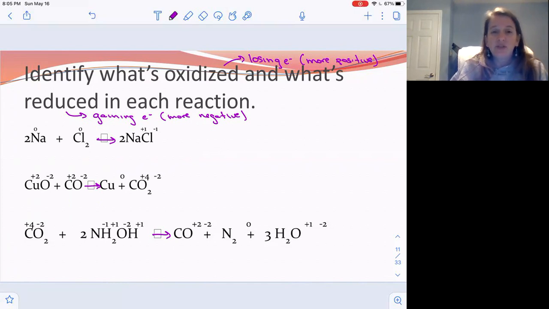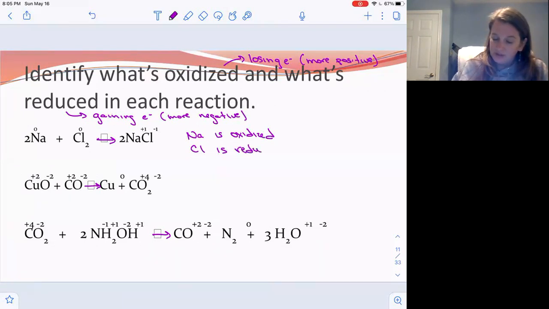So when you look at that first example here, which element, the sodium or the chlorine, is getting more positive? Well, the sodium is getting more positive, so the sodium is oxidized because it's going from 0 to +1. Chlorine then is reduced because it's getting more negative; it gained electrons and gained some negativity.